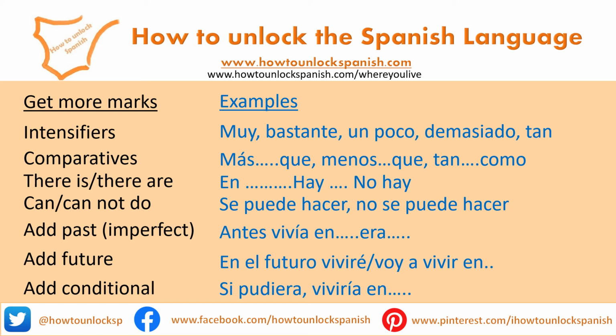You can also use comparatives, comparing your city to another place, or saying why you would like to live in the city instead of the town, the countryside, saying porque la ciudad es más activa o más moderna que el campo, pero es más ruidosa. You can also add what there is and there isn't in your town or city, saying en mi ciudad hay un cine y muchos restaurantes, pero no hay un centro comercial.